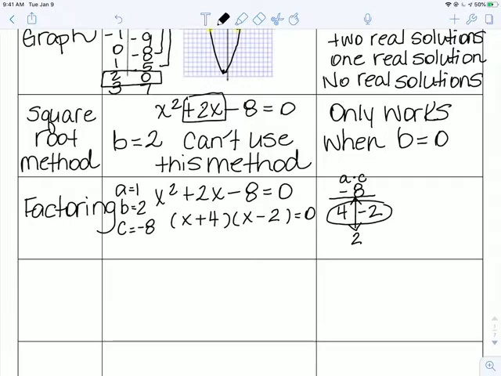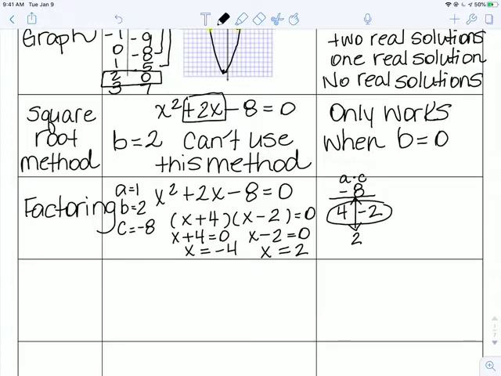Now to solve this, to find out what x1 and x2 are, you have to take each one of your factors and set them equal to 0 and solve. So I find out that my first x-intercept, my x1, is negative 4, and my second x-intercept, my x2, is a positive 2. And if you had plugged this into your calculator, you would have found x1 equals negative 4 and x2 equals 2.